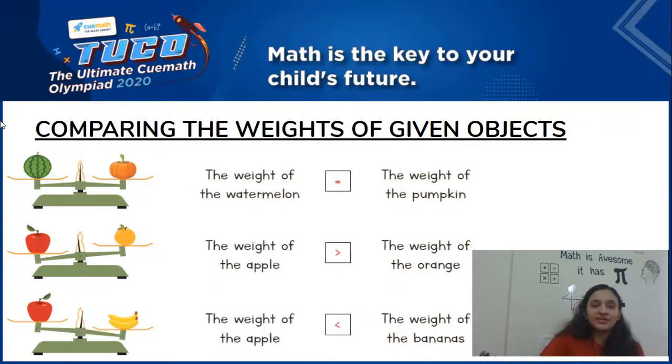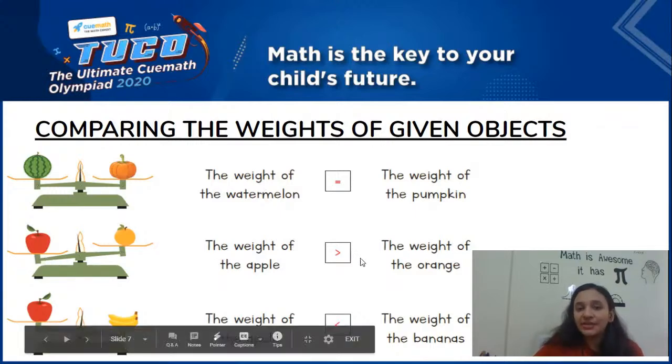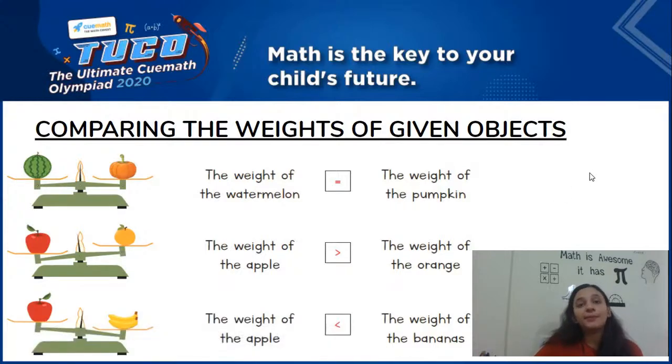And as you all can see, the first case has the watermelon and the pumpkin on either side, on each tray. In the balance, the weight of the watermelon is equal to the weight of the pumpkin. In this, if you see, the apple is going down and the orange is coming up. So the weight of the apple is greater than the weight of the orange. And in the third case, the apple is going up and the bananas have gone down. So definitely bananas are heavier than the apple.